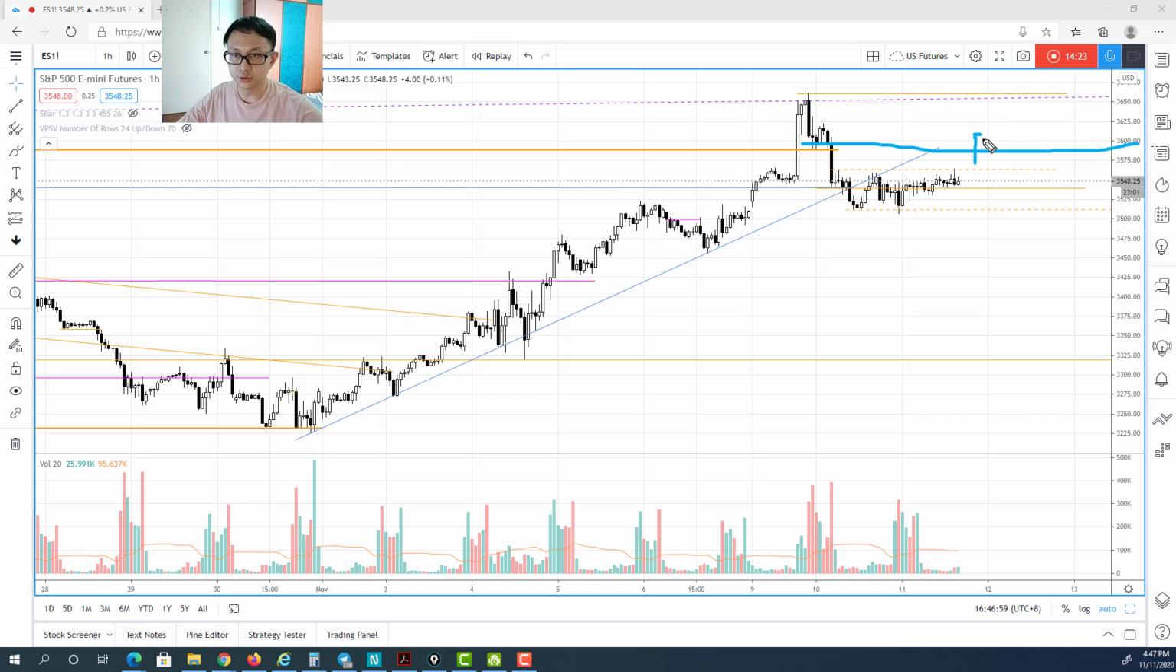So look for potential rejection because that's the previous supply zone or the breakdown bar. So you can just go back and test this breakdown bar. So we just need to let the market show its true action to tell us, so we can proceed accordingly.